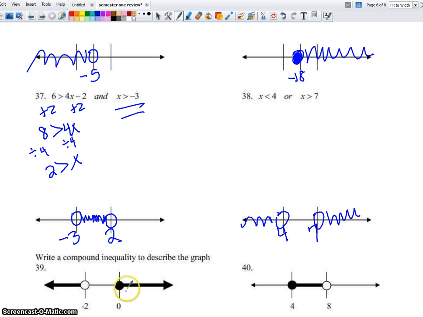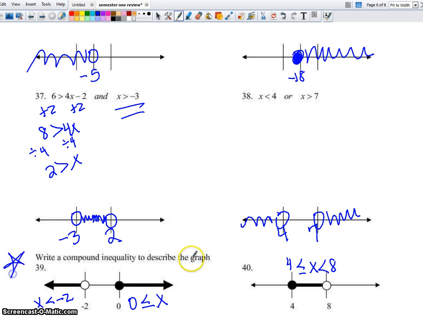If you were going to describe this, you would say x is less than -2. On this side, you would say 0 is less than or equal to x. The shaded area is your x. If it's solid, you put a line. If it's open, you don't. Number 40, when it's in the middle, you're just going to have one part to your answer. 4 is less than or equal to x, which is less than 8.